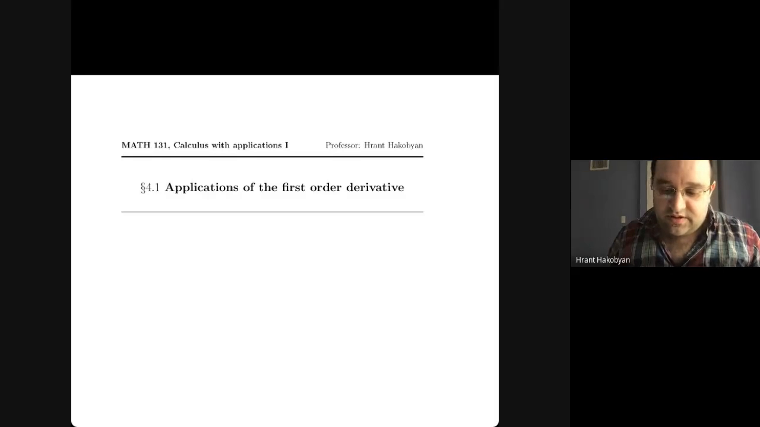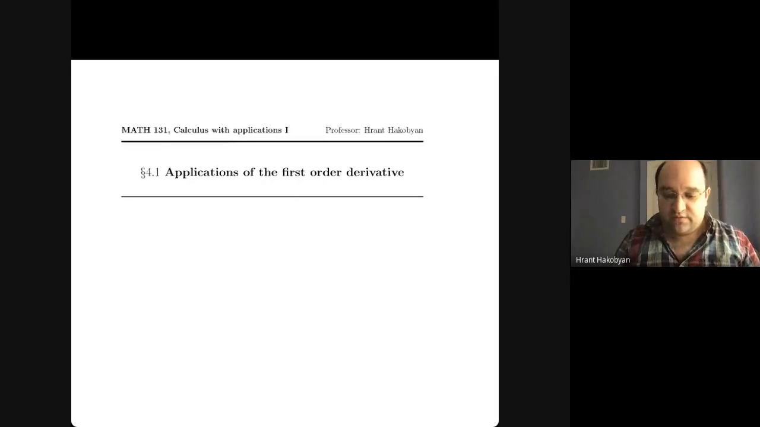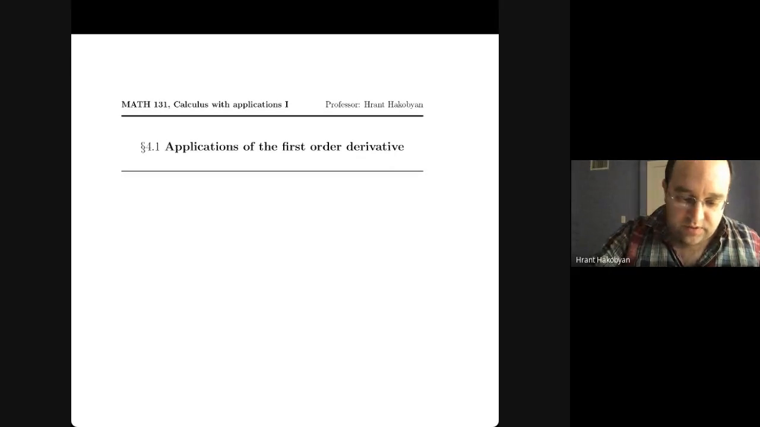Start going over section 4.1. So section 4.1 is about applications of the first order derivatives. And the applications are going to be to how to find where the function is increasing, where the function is decreasing, and also later to find maximums and minimums.